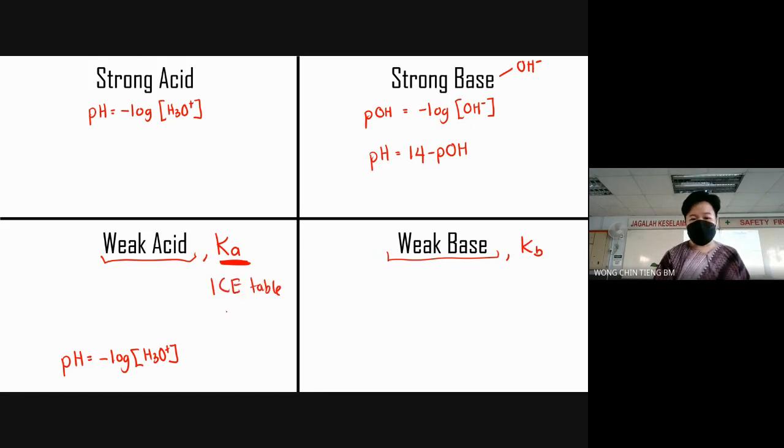And then we need an unknown X value. Betul? Yang tu flow dia. Untuk weak base, kita kena ada KB, kita kena ada I stable, kita kena ada X value. Dan cara nak kira sama, kita still kena kira POH dulu. This is basically the summary on how to calculate it.